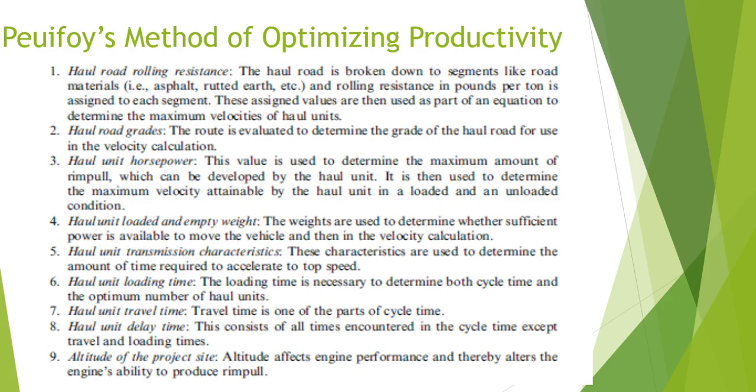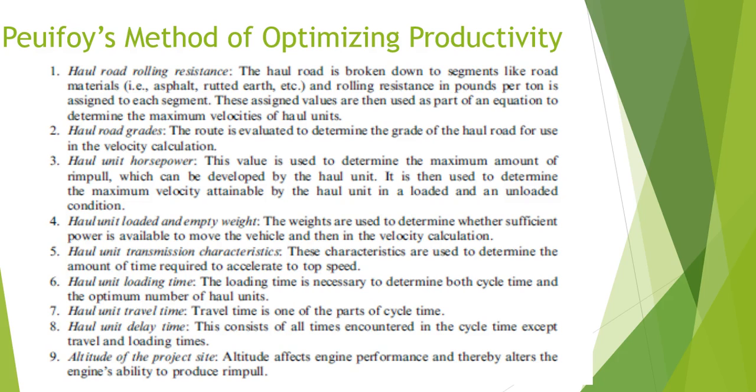What's important about the method is that it considers a lot of different factors. We've looked at some of the factors so far, but in particular, there are 9 that Purifoy looks at. Haul road rolling resistance, and we've been talking about how smooth or rough a road is. We're looking at haul road grades. Remember, it's easier to travel downhill than uphill, and depending on if you're loaded or unloaded, it makes a difference in terms of the speed of a vehicle.